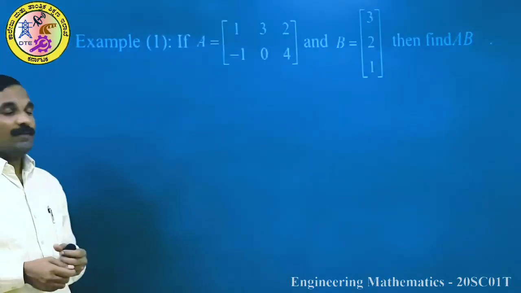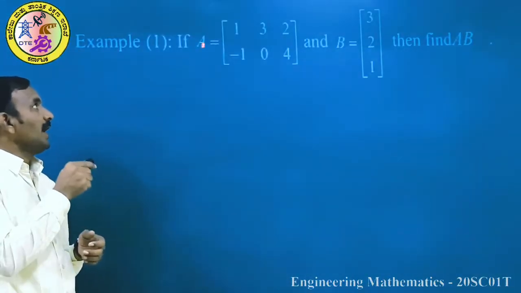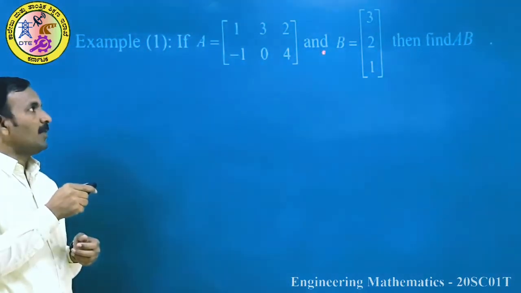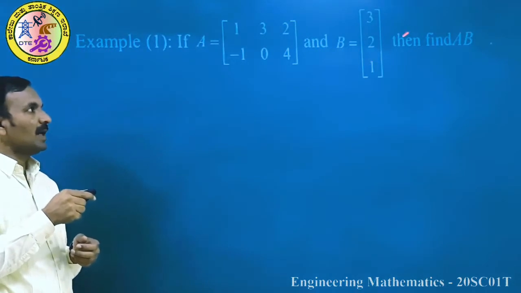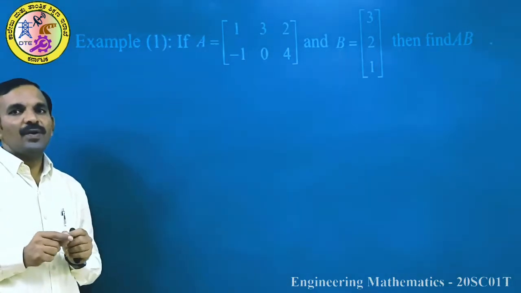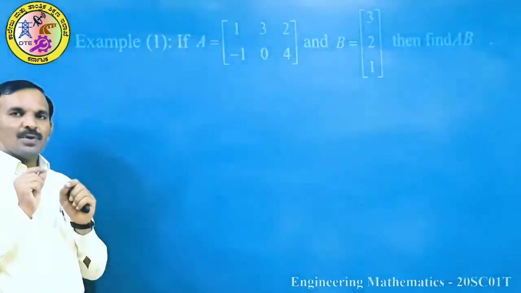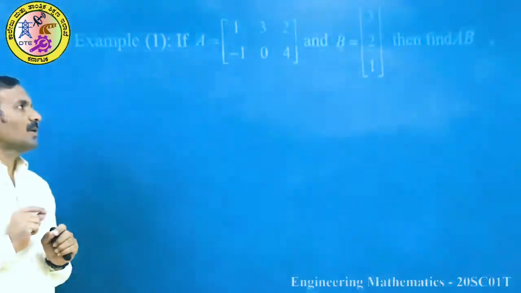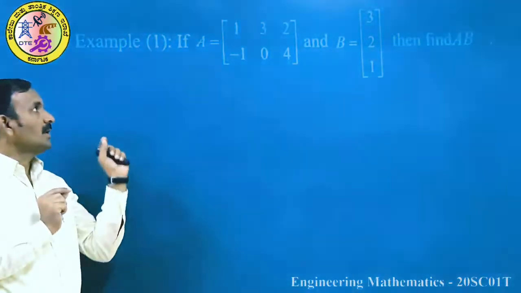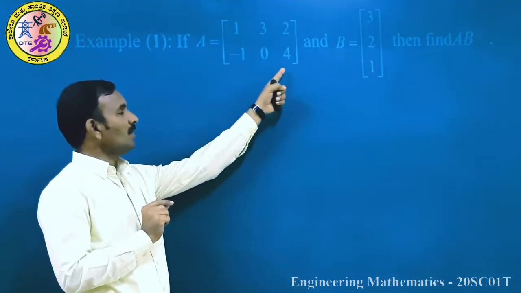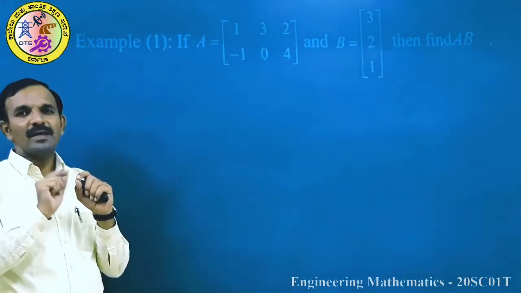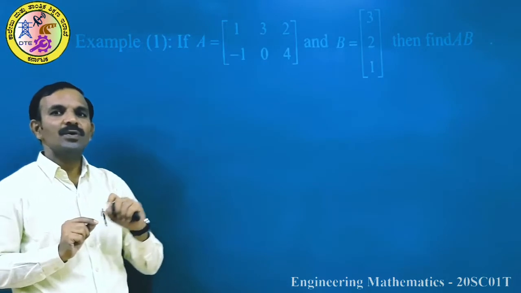First example: if A equals [1 3 2; -1 0 4] and B equals [3; 2; 1], then find AB. Before that, you have to check whether AB exists or not. To find AB, check the number of columns in A: 1, 2, 3, that is 3 columns. B has 3 rows. 3 and 3 are equal, therefore you can find A into B.